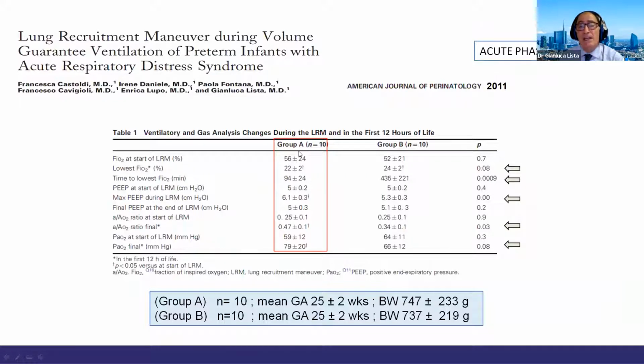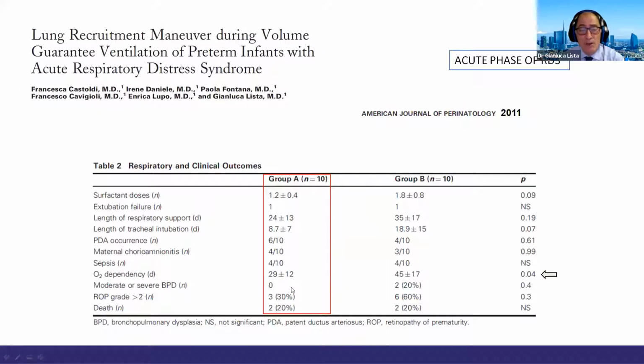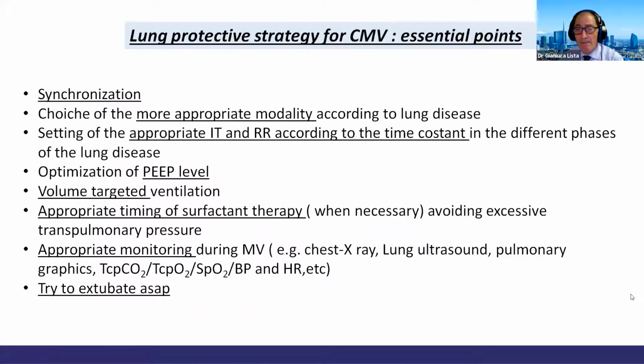And we observed that in these preterm infants, we were able to reach a significant improvement of oxygenation in babies managed with this titration of PEEP. And in this group, we observed a tendency towards a shorter length of oxygen dependency.